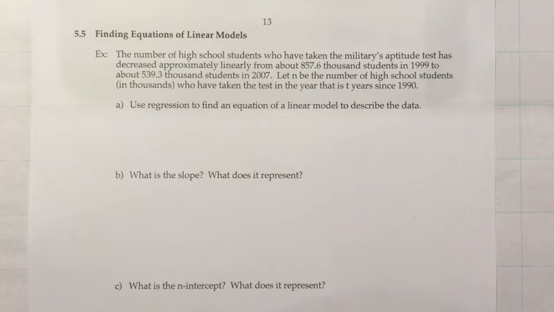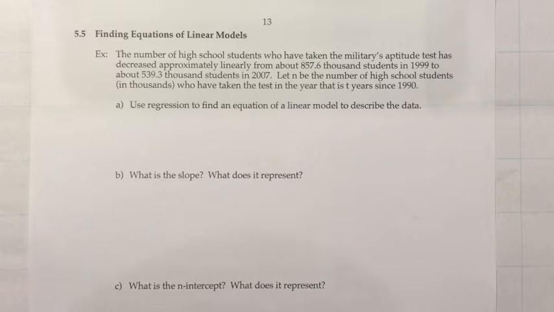All right, so let's jump in with an example. The number of high school students who have taken the military's aptitude test has decreased approximately linearly from 857.6 thousand students in 1999 to about 539.3 thousand students in 2007. Let's let n be the number of high school students in thousands who have taken the test in the year that is t years since 1990.